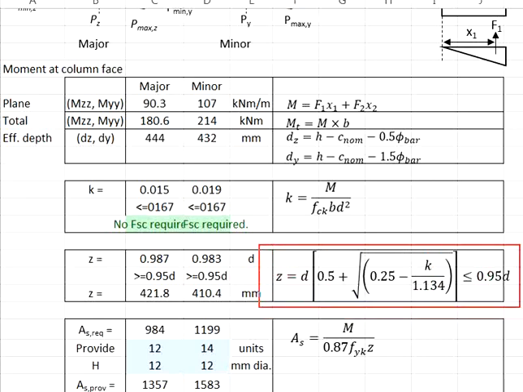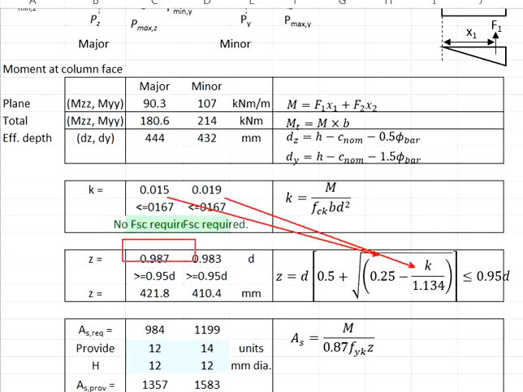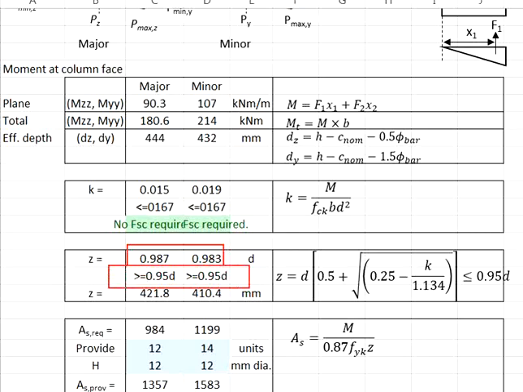Then we calculate the lever arm Z based on the equation here. Substitute the K value into the equations. You get Z equals 0.987 and 0.983 times the D. These two values are greater than 0.95D. Therefore, we will use 0.95D to calculate the Z. Use 0.95 times the effective depth, you get the Z. Same goes for the minor axis.